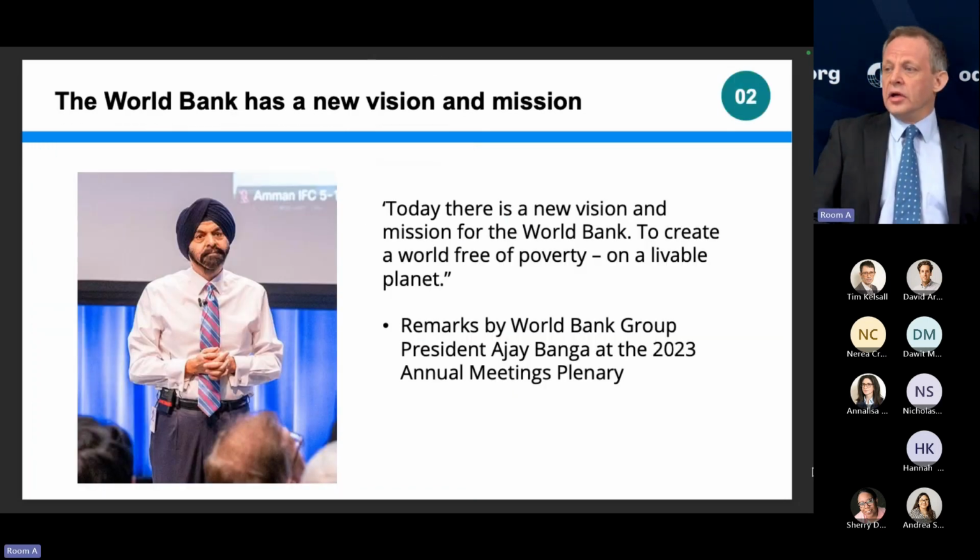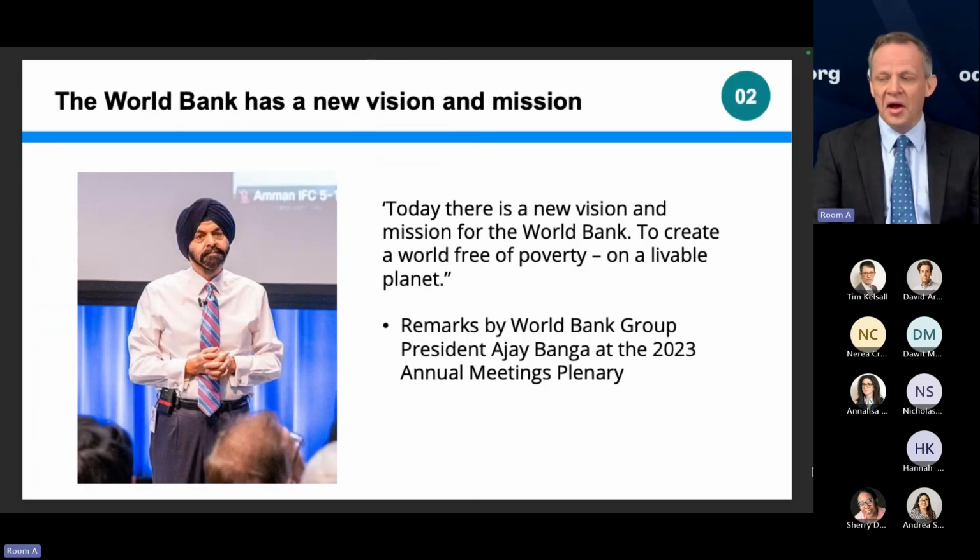So I thought I'd include a little bit about the bank. The Inspection Panel is independent of the bank, so I can't really speak for what the bank is doing, but I can certainly cover what they are talking about. And there is a big move. Ajay Banga, as new president, has come in and said we really need to focus on global public goods, and particularly on tackling climate change. He's created a new vision and mission to create a world free of poverty on a livable planet.